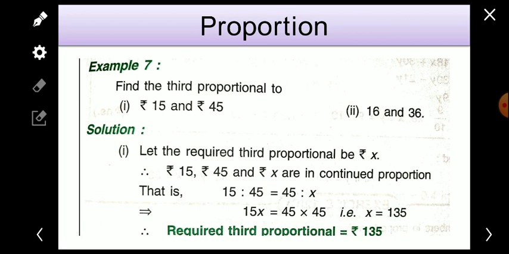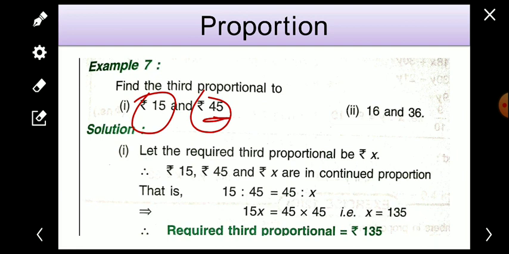So here also we have to find the third proportional. Here two numbers are given. So don't think that this is the first term and this is the second term. No, it is not the means, it is not the second term. Here we have to find the third proportional. So here it is the first and it is the second. We have to find the third proportional.